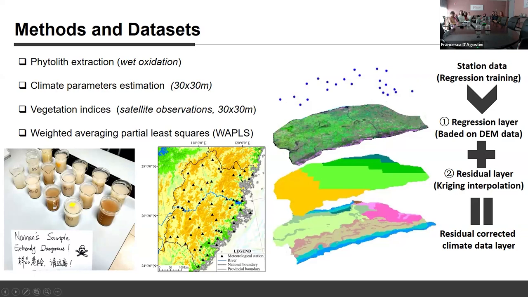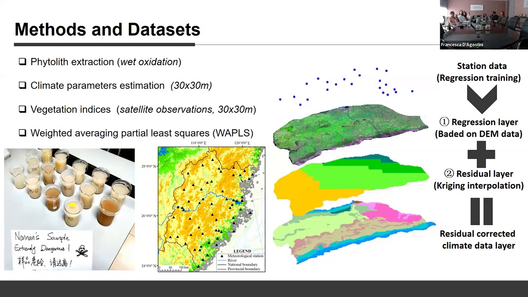So we use this method, and on the right panel we have the station climate observations. We tried to generate a raster layer, and we plotted our climate data at a spatial resolution of 30 by 30 meters. At the same time, our vegetation indices were obtained using satellite imagery at a spatial resolution of 30 by 30 meters.